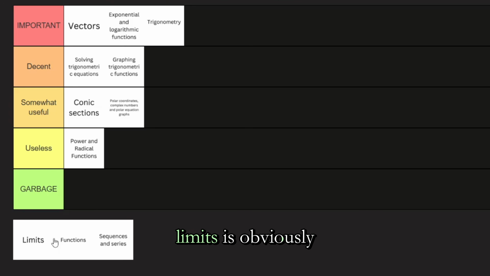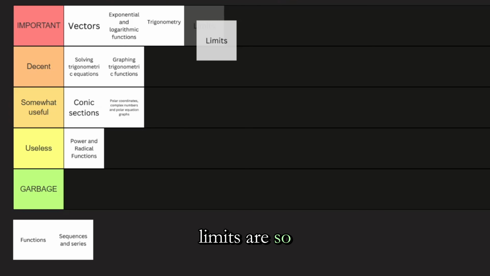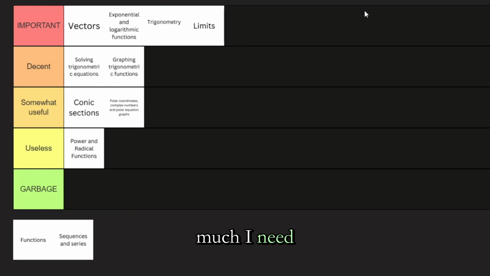Next, we have limits. Limits is obviously going to go into S tier. Limits are so important. I don't know how much I need to stress how important limits are. This is like the unit towards the end of pre-calculus. You need to know how to find the limit of something. Also, the unit limits also includes derivatives, I'm pretty sure. And the first unit of calculus is literally just limits and derivatives.